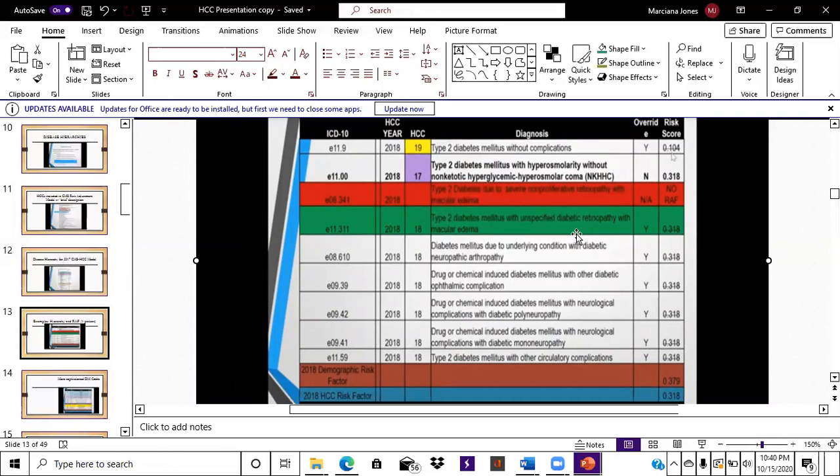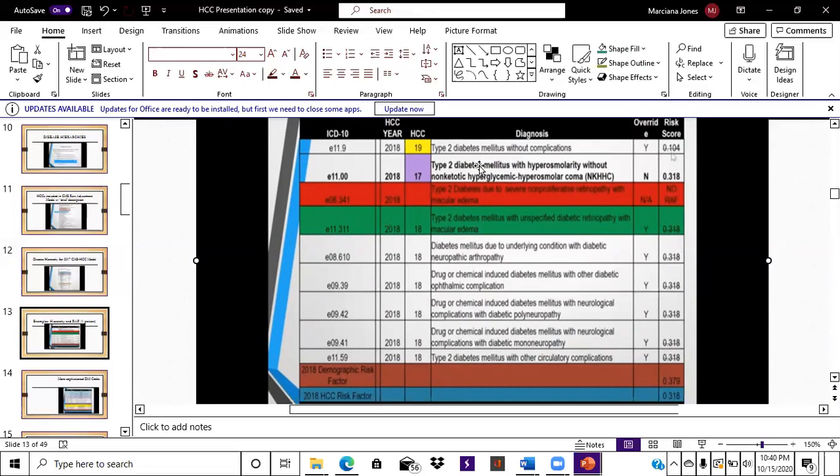So it has no eye distinction. It doesn't say left eye. It doesn't say right eye. So it doesn't have a RAF score. Remember, a few slides back, I said you have to be specific. You have to be specific to the highest specificity. That's going to be very important to risk adjustment coding.